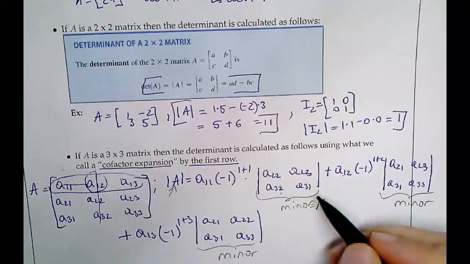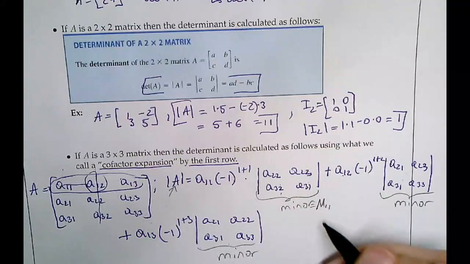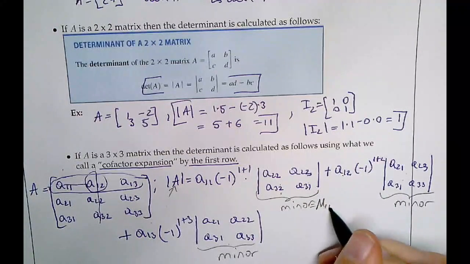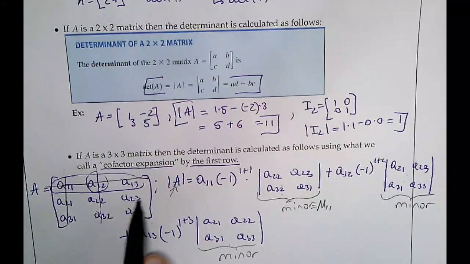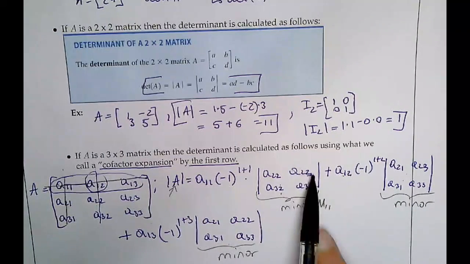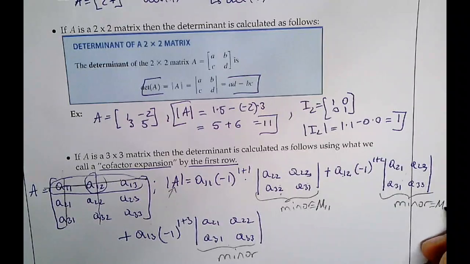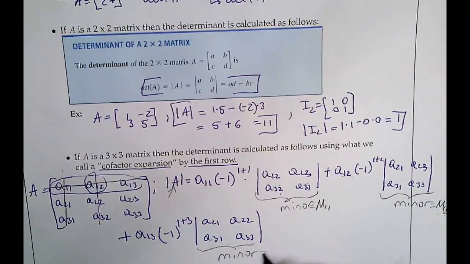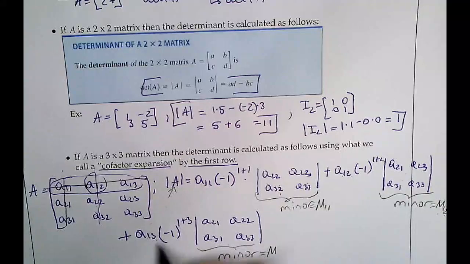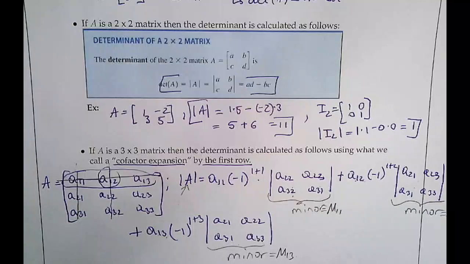The minor 11 is the determinant that is left after removing row 1 and column 1. So when we removed row 1 and column 1, we have the minor left, A22, A23, A32, A33. And that's exactly what that is. This minor right here is M12, and we obtained this one by removing row 1 and column 2. And then this minor right here is M13, and we obtained this one by removing row 1 and column 3.